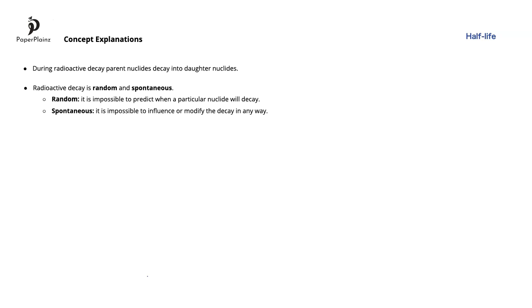Imagine that we have a large sample of nuclides. The term random here means that it is impossible to predict when a particular nuclide will decay. We also say that the decay is spontaneous because it is impossible to influence or modify the decay in any way.